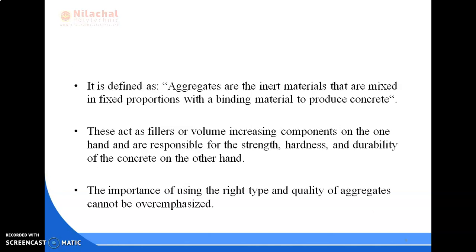The importance of using the right type and quality of aggregate cannot be overemphasized. The fine and coarse aggregates generally occupy 60% to 75% of the concrete volume. If we consider by mass, then they contain 70% to 85% by mass, and strongly influence the concrete's freshly mixed properties, also hardened properties, mixed proportions, and also the total economy of the structure.